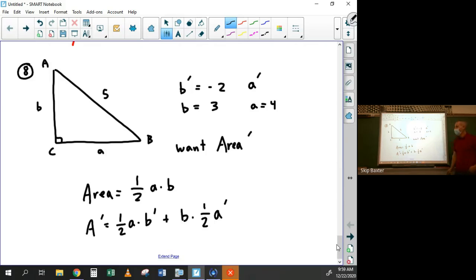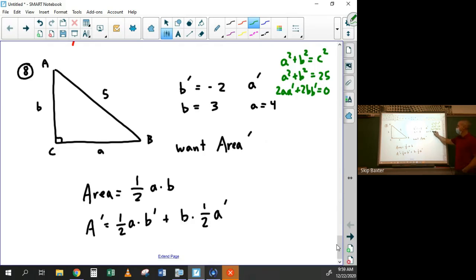So I can use the Pythagorean theorem to find the missing value here. I can say A squared plus B squared equals C squared. Since C is not changing, I can substitute that in. It's 25. And then just say 2A A prime plus 2B B prime equals 0.